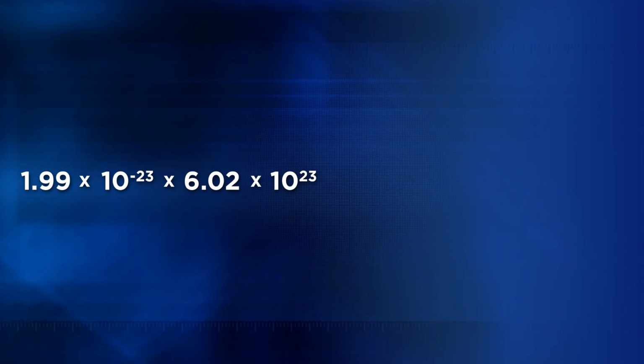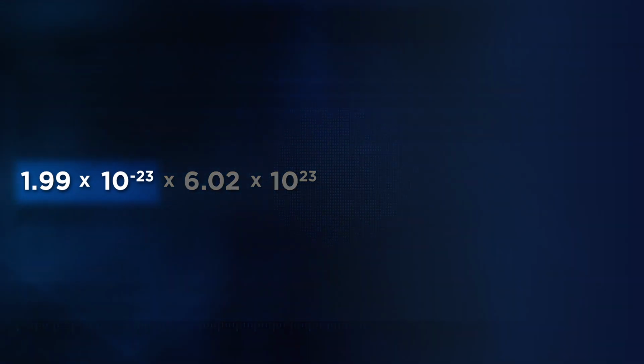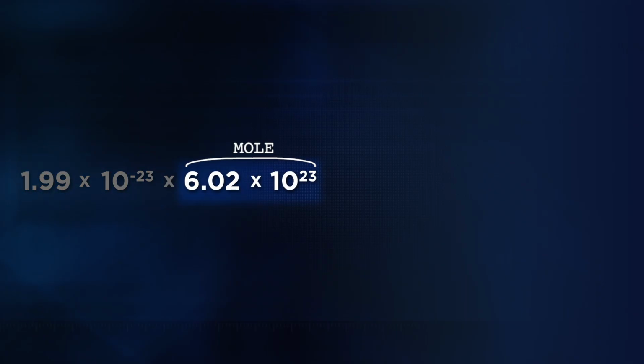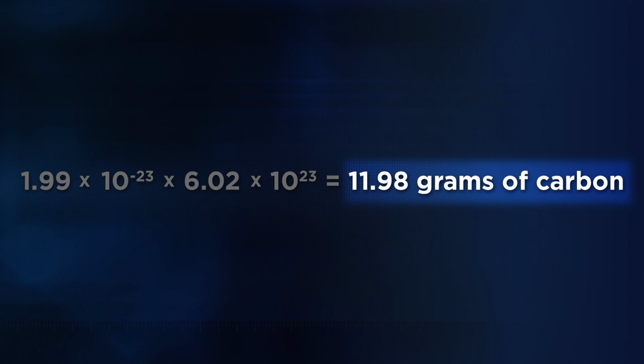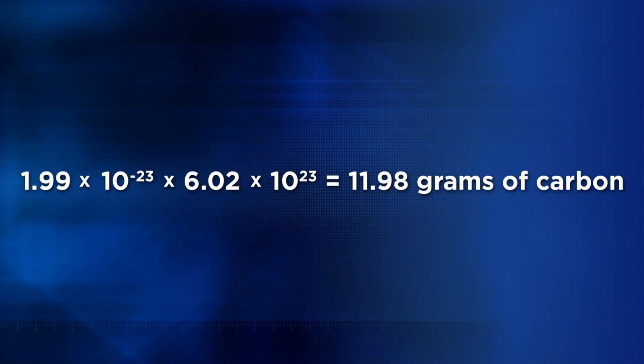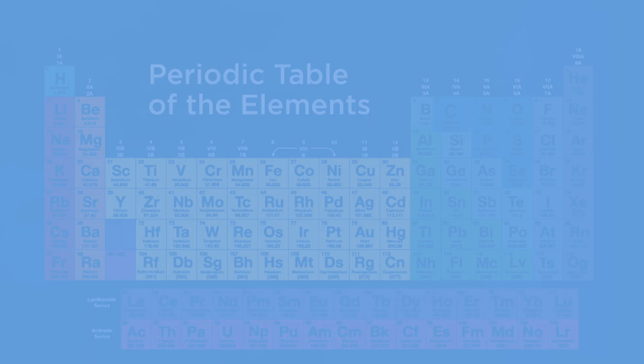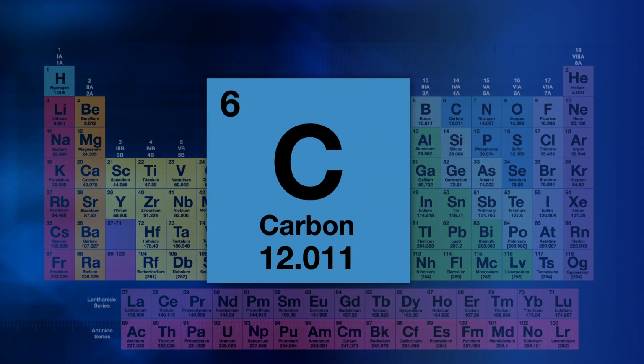If we multiplied 1.99 times 10 to the negative 23rd grams by Avogadro's number, also known as the mole, which is 6.02 times 10 to the 23rd, we get 11.98 grams of carbon. Does that number for carbon look familiar? Look at your periodic table and the average atomic mass of carbon. The average atomic mass of carbon is 12.01, very close to 11.98.